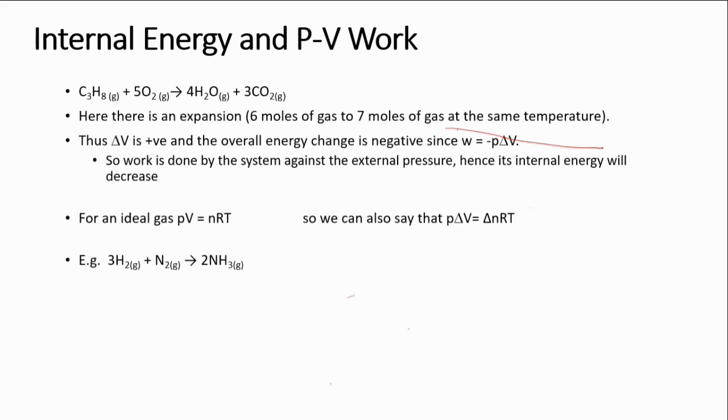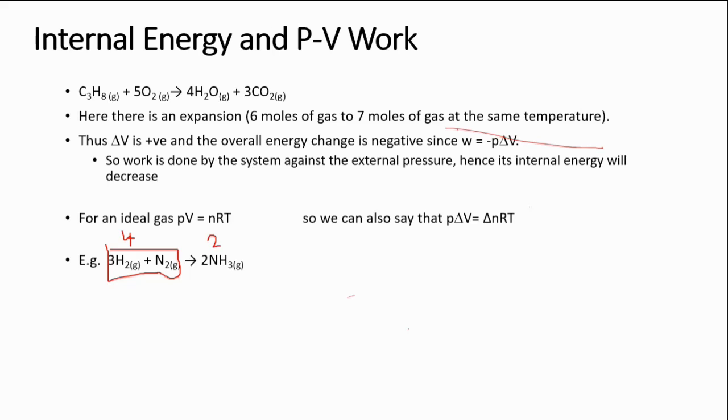Now, look at this example. Hydrogen gas reacts with nitrogen gas to give you ammonia gas, right? Just by inspection, you can see that this is a compression. In other words, the piston would move downwards. How is it that I was able to figure that out? Look, on the reactant side, you have what? 4 moles, right? You have 4 moles of gas. Whereas on the product side, you have 2 moles.